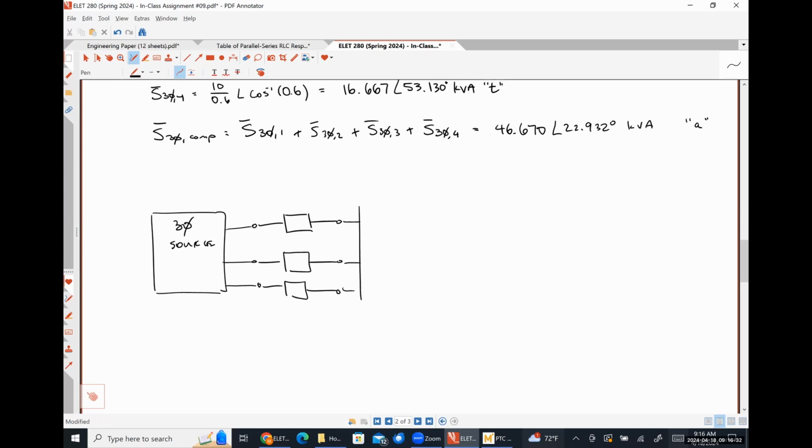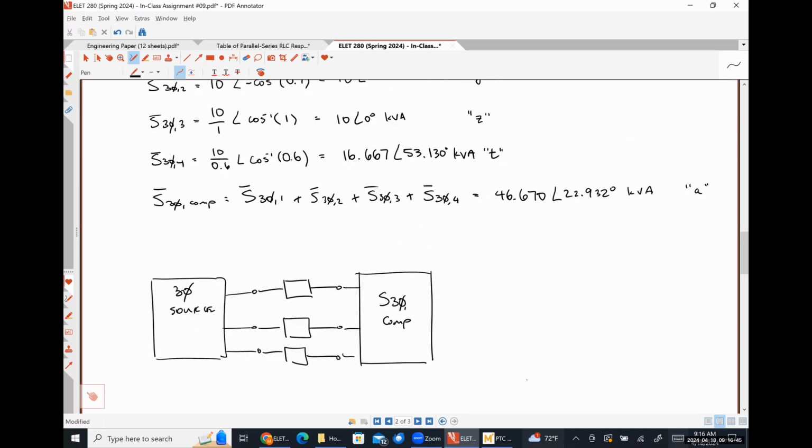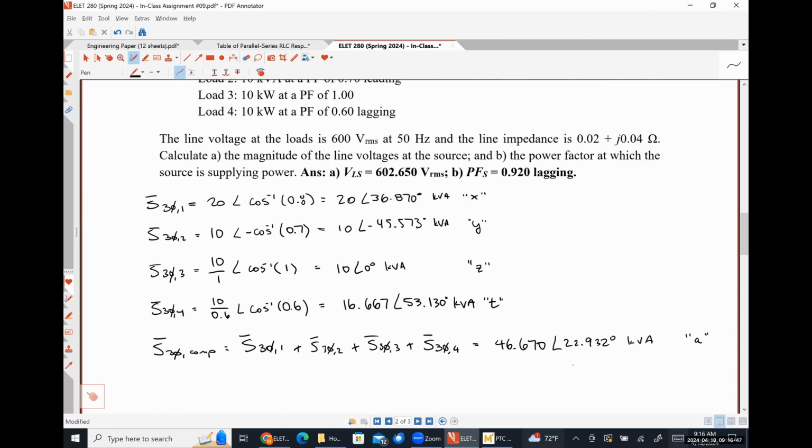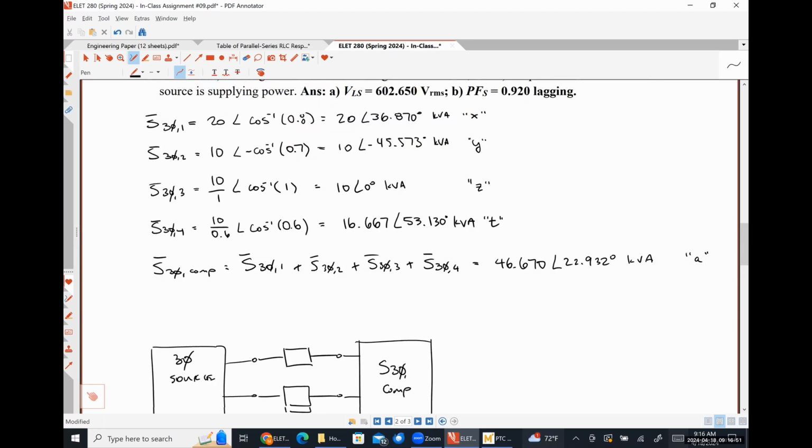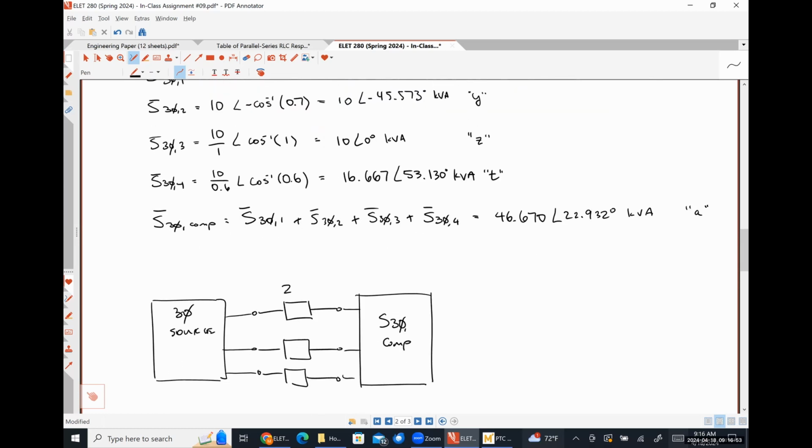Over here, I have my load. I'm just going to put S, that is not an S. Composite over here. And connecting my source to my load, I have my transmission line, which has an impedance of 0.02 plus j0.04. So I'm just going to put ZW is equal to 0.02 plus j0.04 ohms.